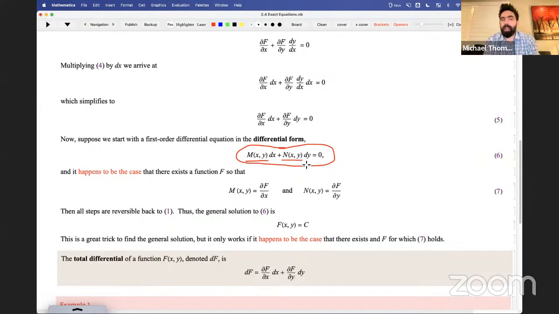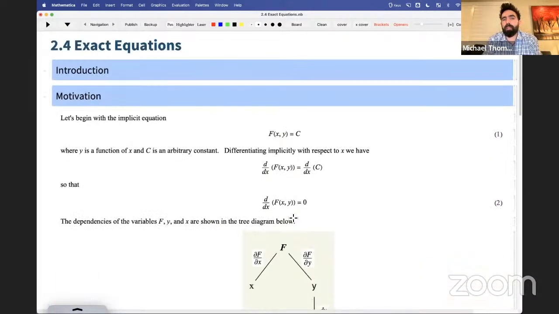So let's say you're given that problem, and let's say it happens to be the case that this function M is the partial of some function f with respect to x, and it happens to be the case that N is the partial of some function f with respect to y. If that happens, right, then that means there exists a function f where that happens. That means all the steps are reversible. That means you can go back to the beginning, and that means that there's your solution.